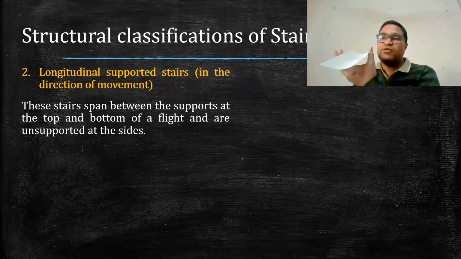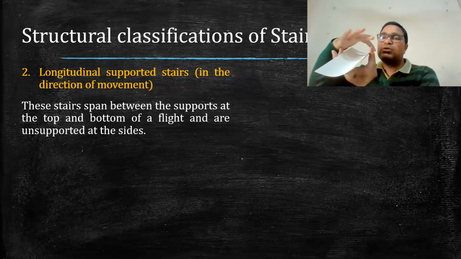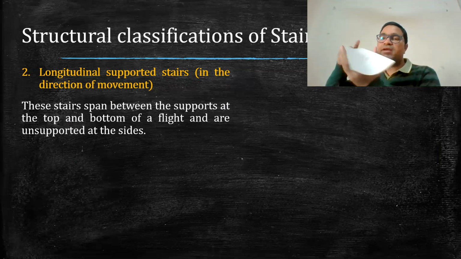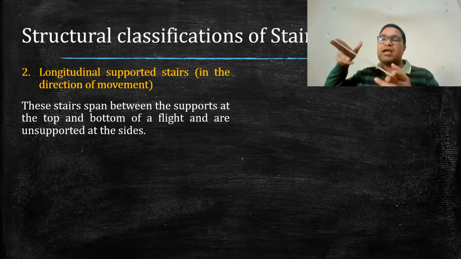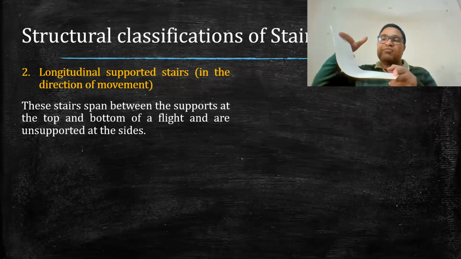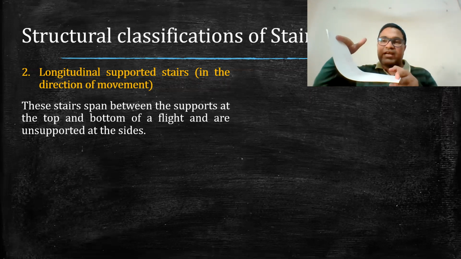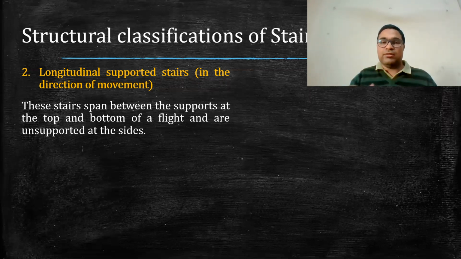Again, earlier we have talked about bending of flight in this manner. Now this bending will occur only when we provide support on these two ends. Now, if we provide support on one end and on the other end, in that case, it will bend like this. And when it bends along the direction of flight, then we call this type of staircase as longitudinally supported staircase.